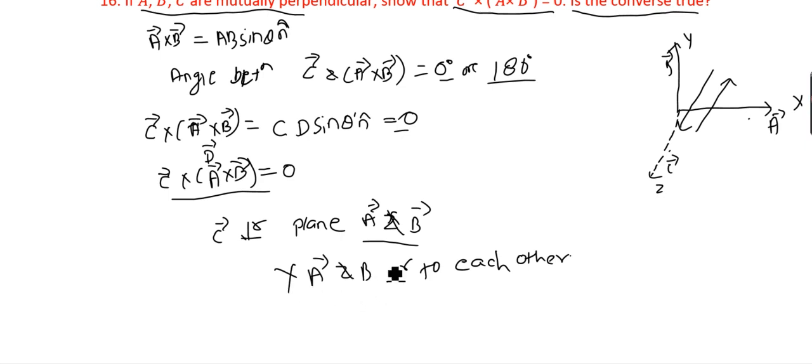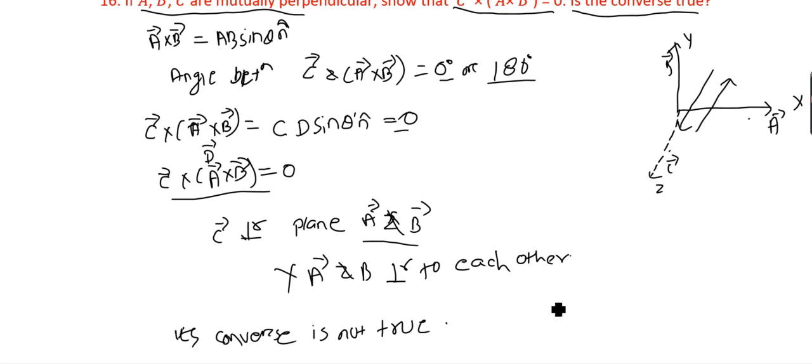The angle between them may be less than 90 or greater than 90, but when we take the cross product, its vector is perpendicular to that plane, in the direction of C vector, and so it will become 0. So its converse is not true. Understand?